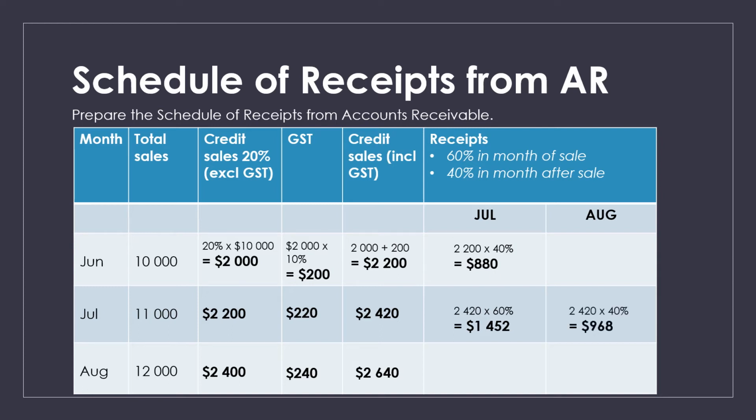And in August, which is the month after sale, 40% of the credit sales in July, which is $2,420, is expected to be received, and the amount calculated is $968.